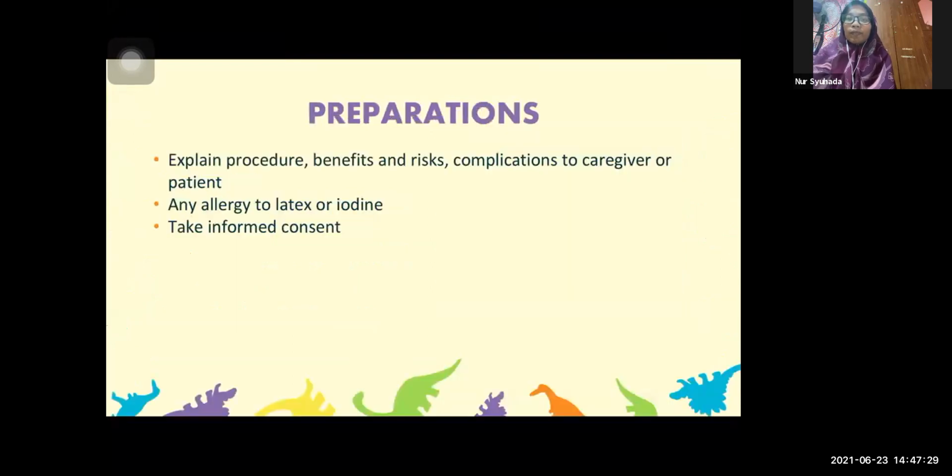Next slide. So before we begin the procedure, we need to explain the procedure itself, the benefits and risks, and also complications that may occur to the caregiver or to the patient if they are old enough to understand. And we need to ask if there is any allergy to latex, because some of the catheters are based on latex, and also any allergy to iodine. And of course, we need to take informed consent from the patient or the caregiver. Next slide.